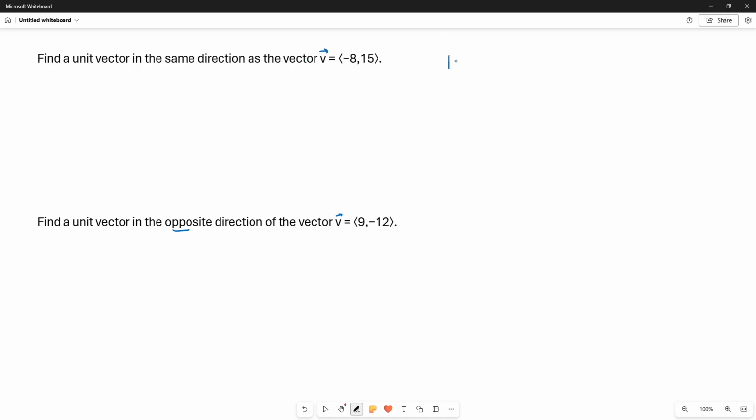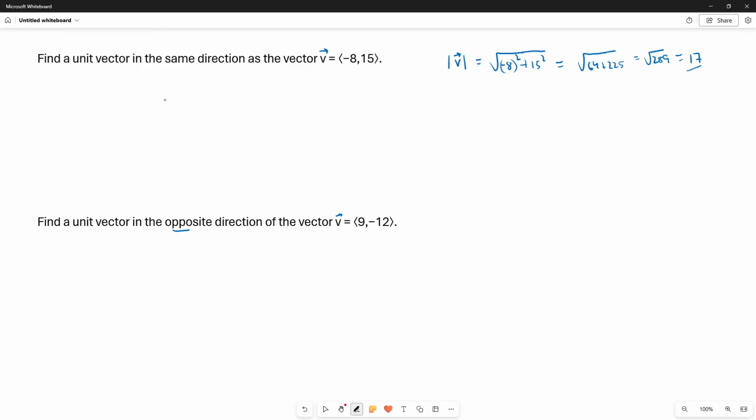If we notice, the magnitude of v in the first problem is the square root of -8 squared plus 15 squared. The magnitude of a vector in two dimensions is the square root of the sum of the squares of the components. And this is the square root of 64 plus 225, which is the square root of 289. And if you're on top of your perfect squares, then the magnitude is 17. So this vector is 17 units long.